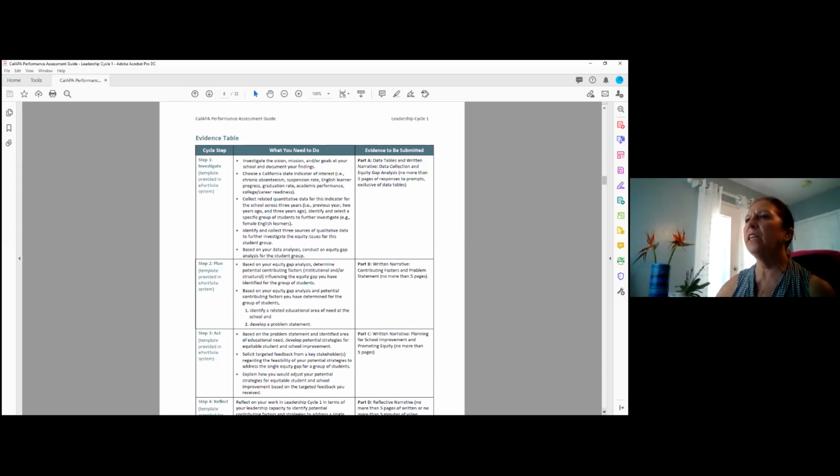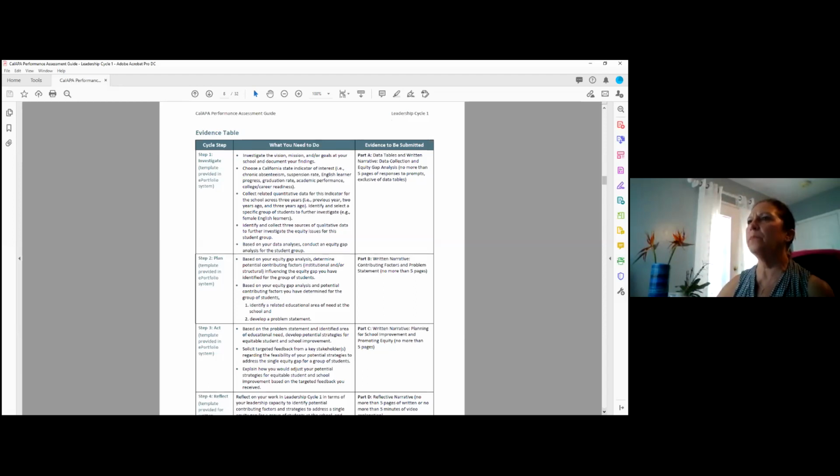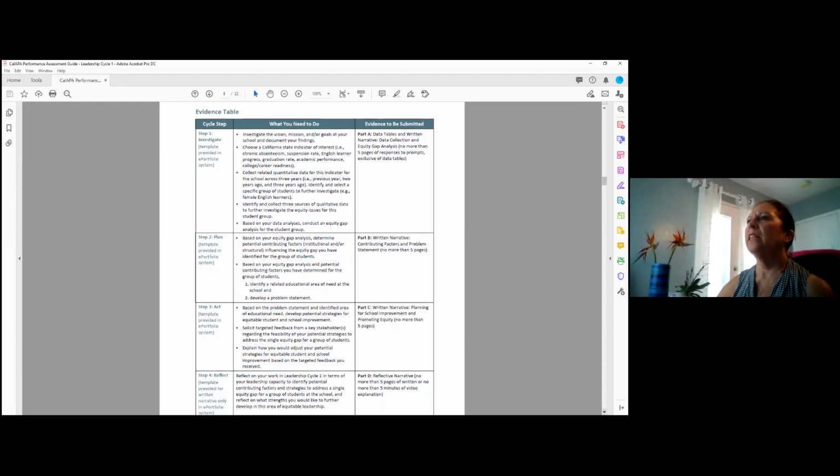It starts out here in the left-hand column with the cycle steps. So step 1, investigate. The middle column speaks directly to the candidate about what they are to do in this step of investigate. And then on the far right column, you see part A. It tells you what is the evidence the candidate will be creating to submit in regard to step 1, step 2, step 3, and step 4.